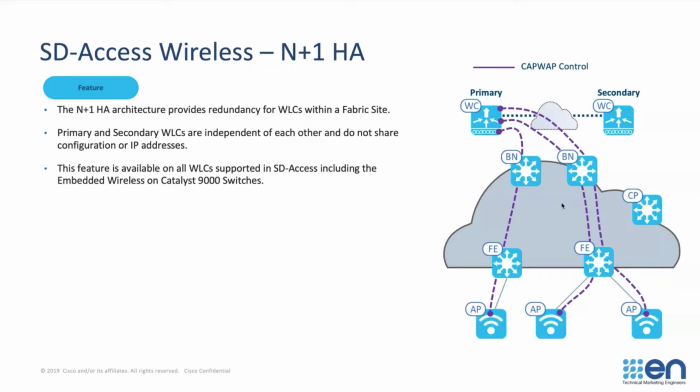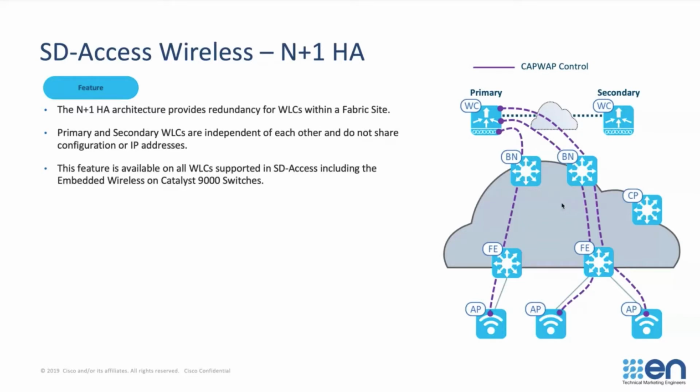Part of the N+1 architecture, if you take a look, we have two different kinds of high availability. One is the SSO mode and the other one is N+1 HA mode. When you're running N+1 HA mode, you'll be having two wireless LAN controllers. One is the primary WLC and the other one is the secondary WLC. Those two WLCs are independent to each other.